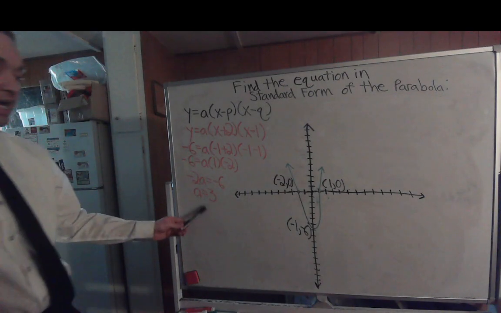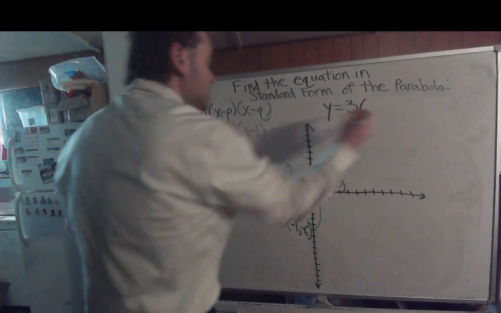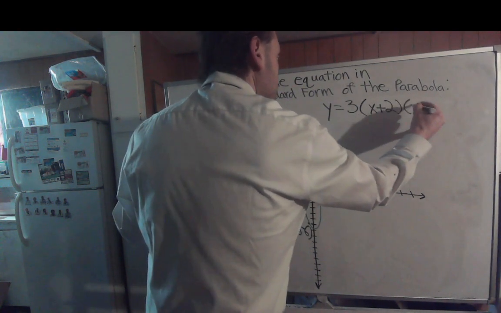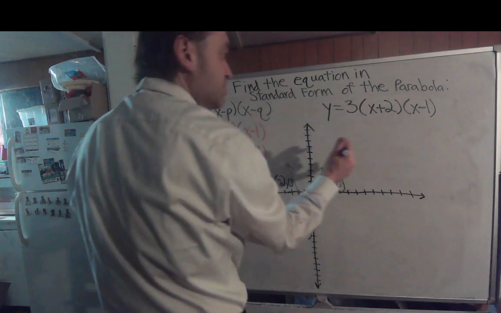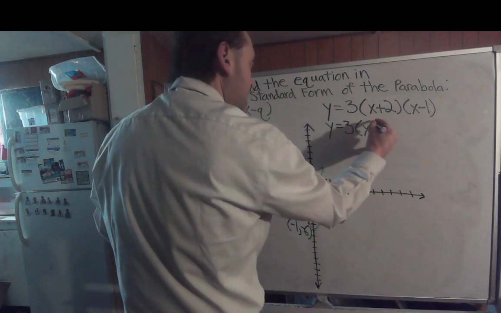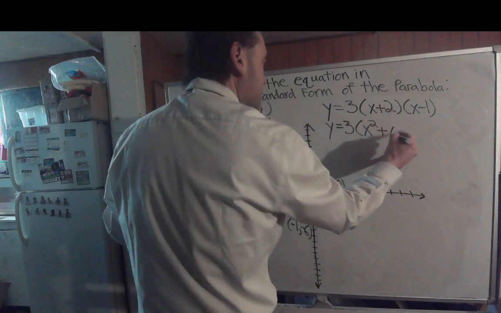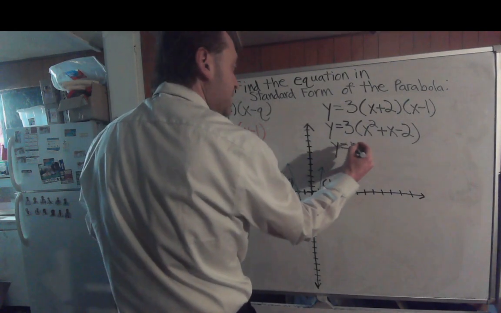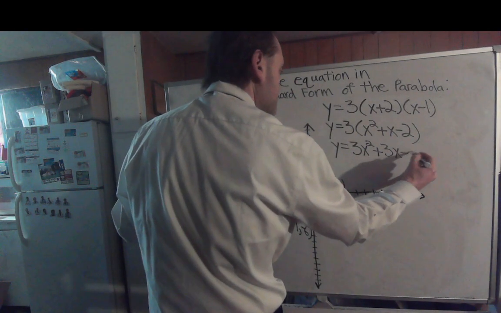Now that we found our a, let's come over here, so you'll get y equals that 3 times your two factors of x plus 2 times the quantity of x minus 1. First, before you deal with that 3, FOIL the x plus 2 and x minus 1. So y would equal 3 times the quantity of, let's see, this will be x squared minus x plus 2x. That'd be plus x minus 2. So this would turn into y equals 3x squared plus 3x minus 6.